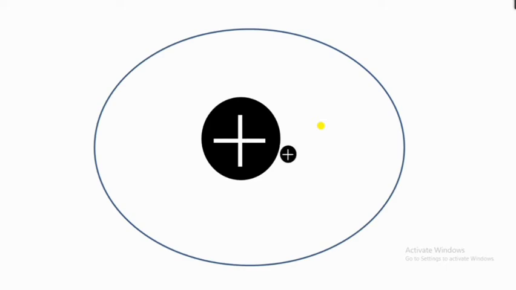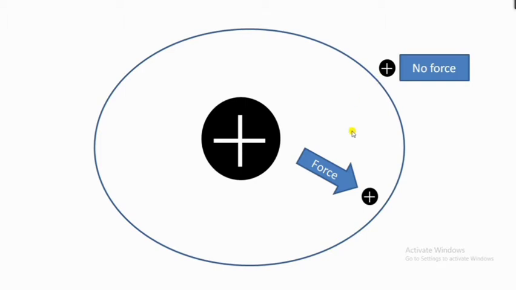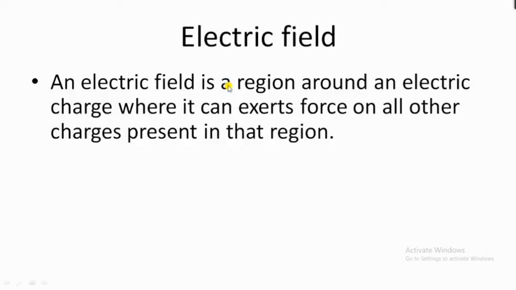Similarly, a charge also has a territory, and in its territory it can exert force on other charges. So suppose we have a small positive charge in the territory of this big positive charge, then the repulsion will happen. But if you keep this positive charge outside this territory, then nothing will happen. So inside the territory there will be force, outside there will be no force. So this territory is called electric field, and within this field the charge can exert force on other charges, but it cannot exert any force outside the territory.